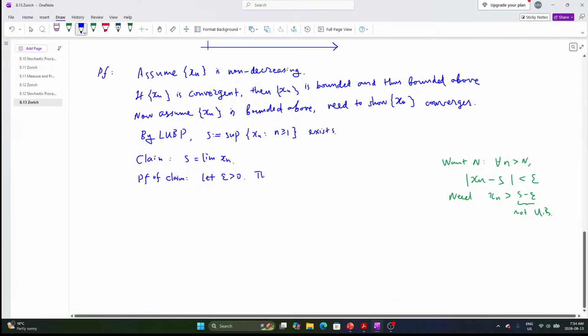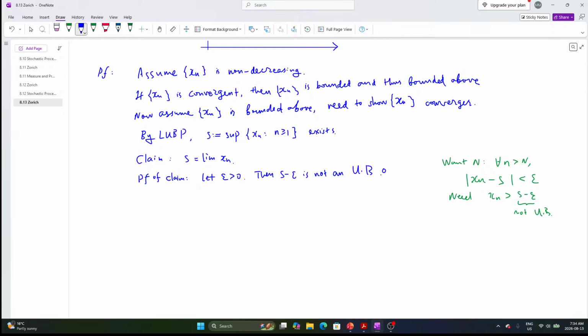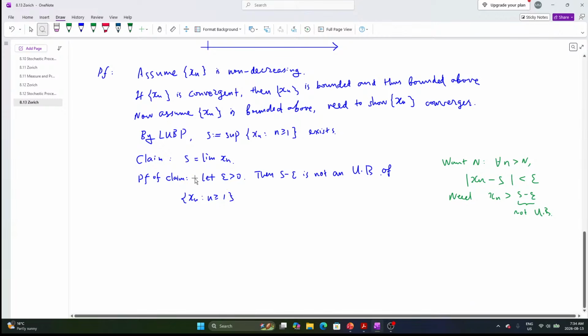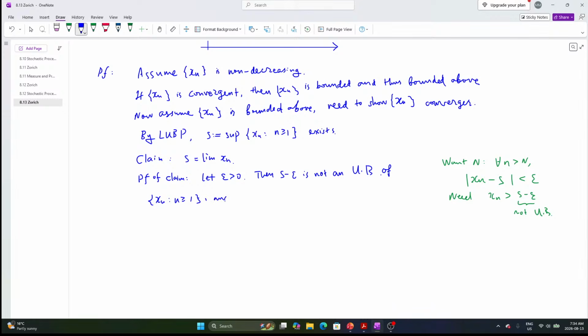So then s minus epsilon is not an upper bound of the set xn such that n greater or equal to 1. Okay, it's not an upper bound of this set, and hence there exists a big N in the set of natural numbers such that x big N is greater than s minus epsilon.